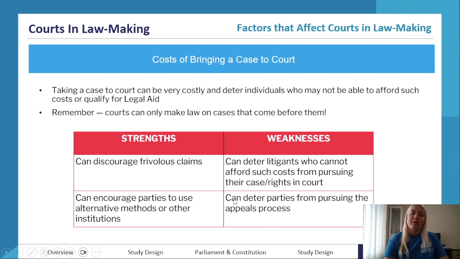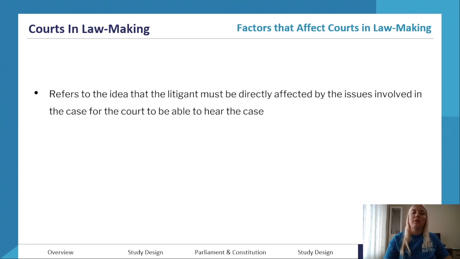It can also deter parties from pursuing the appeals process because appeals are even more expensive. And we know that people do not have an automatic right to appeal. It might get rejected unless they have a really, really sufficient ground for an appeal. But you still have to pay for just trying to lodge that application.